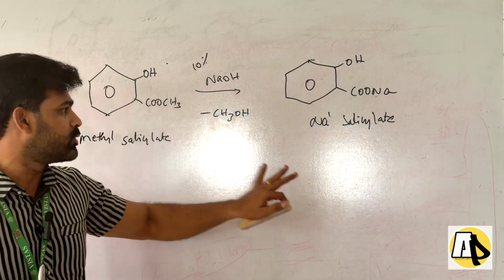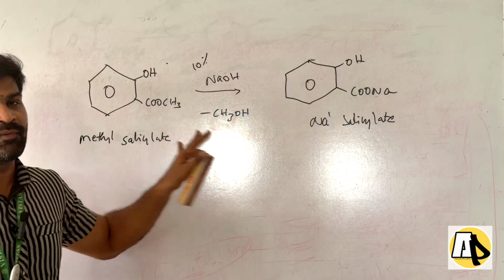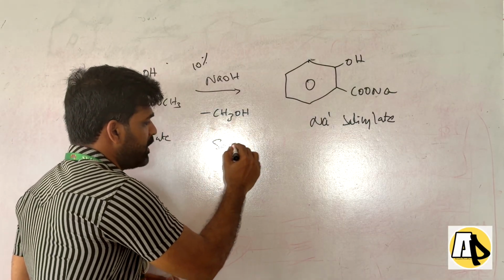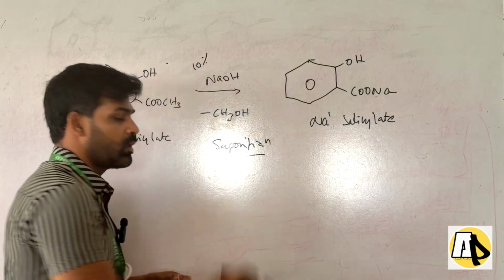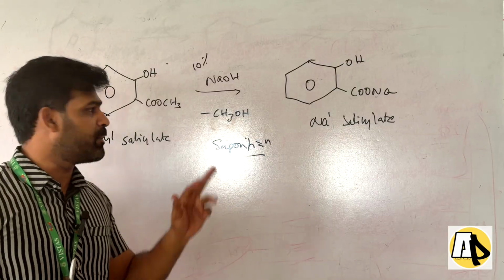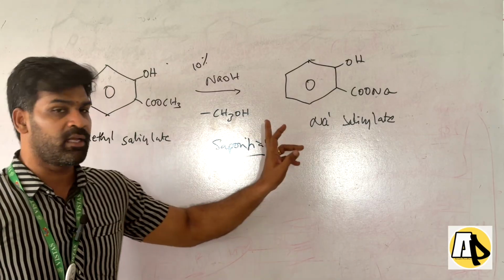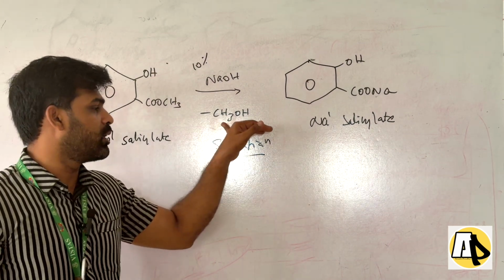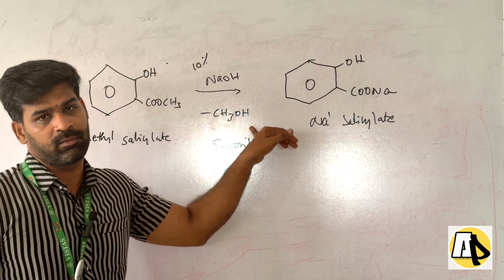There is another step also. This reaction is called saponification. In most practical books, this term will not be there. They will just mention methyl salicylate reacting with sodium hydroxide will give sodium salicylate by removing methanol as a byproduct. That is it.